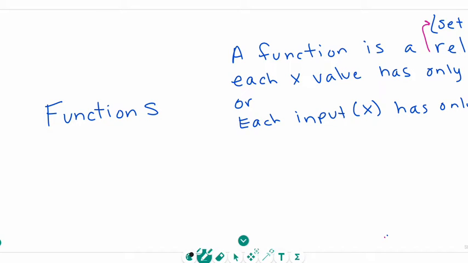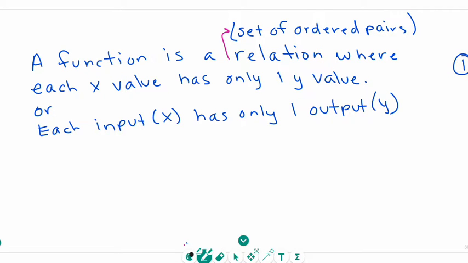All right, our topic is functions. So let's look at a definition of a function. A function is a relation, and remember that a relation is just simply a set of ordered pairs, where each x value has only one value. Or you could say each input, which is your x, has only one output, which is your y. So that's your definition of function.